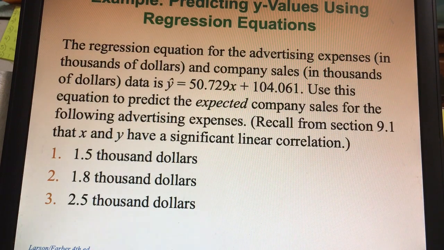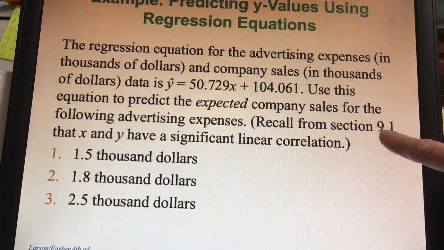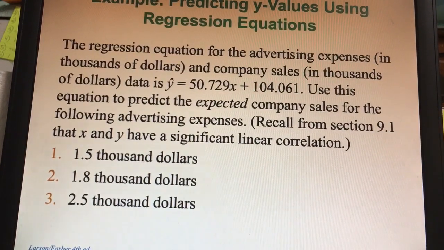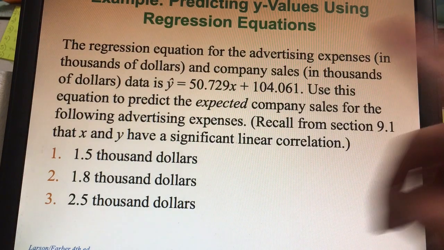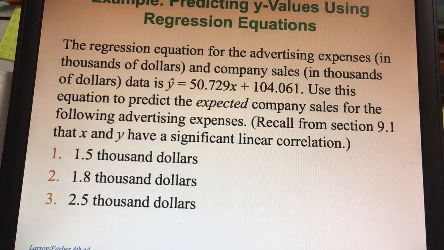So now, section 9.1, I think this was supposed to be 10.1 here. I think that's a miscopy because I forgot to change it to 10.1. So that's my bad. Okay, so here we have $1.5 thousand and $1.8 thousand and $2.5 thousand.